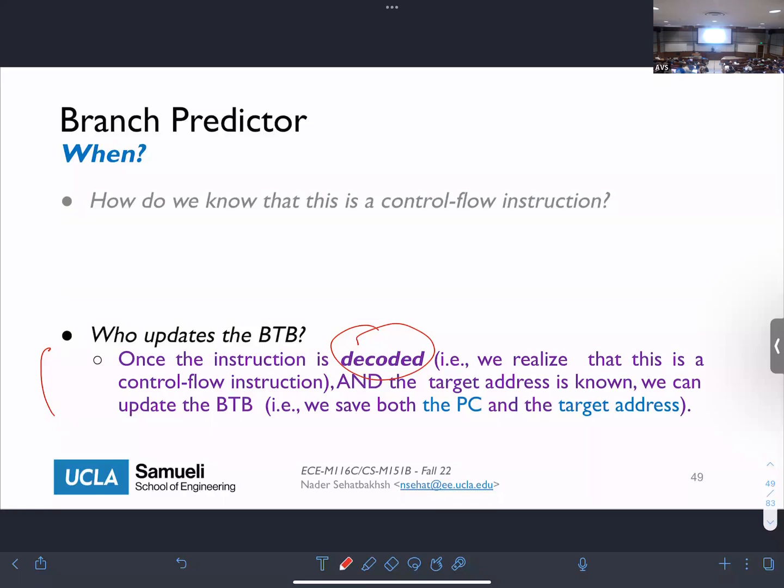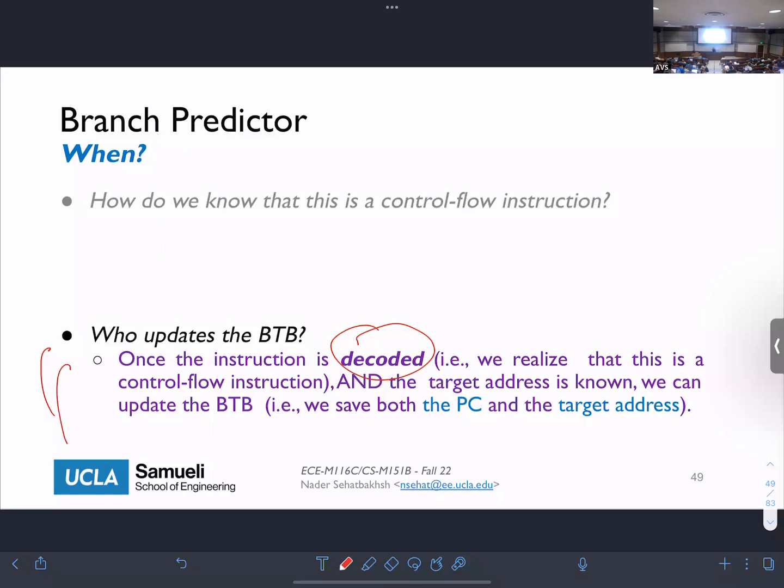The question is that we said the BTB is indexed by PC, so won't there be a lot of gaps? Yeah, there won't be. We will actually talk about how we cleverly pick our indexing methodology in the next few slides.